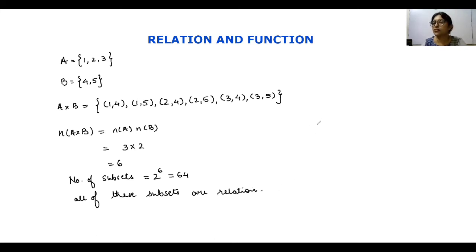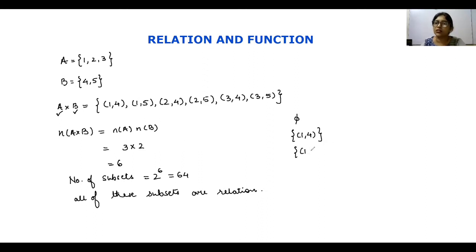So let's consider a few of the subsets. Like one of the subsets is the null set. Every set has the null set as its subset. And then we have singleton sets like this ordered pair (1, 4). Ordered pair means the first element is from the first set and the second element is from the second set.